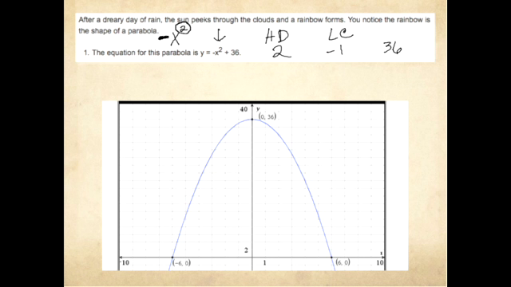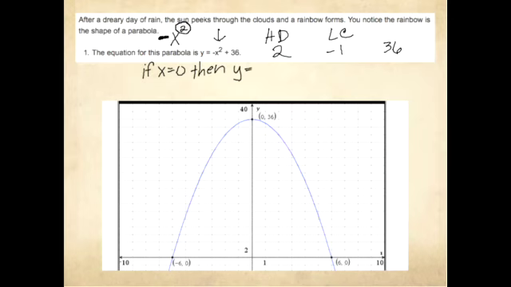Okay, and then 36, well, what happens if I plug in a 0 for x? So I get y is equal to negative 0 squared plus 36. Well, that just simply means y is equal to 36. Okay? So 36 is going to be my y-intercept. And that makes sense because we can see it right here, 0, 36, that's the y-intercept.